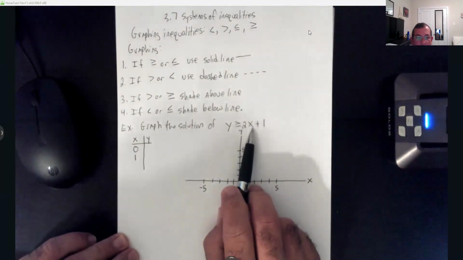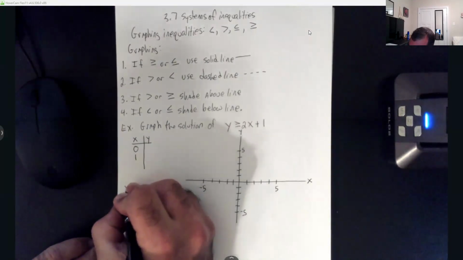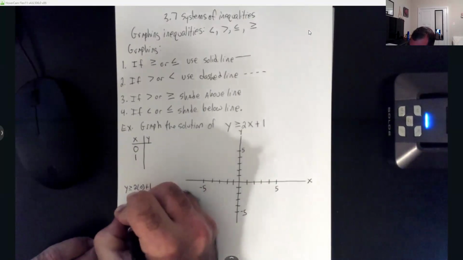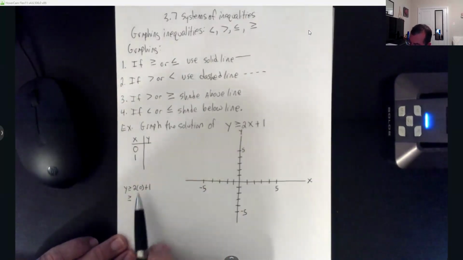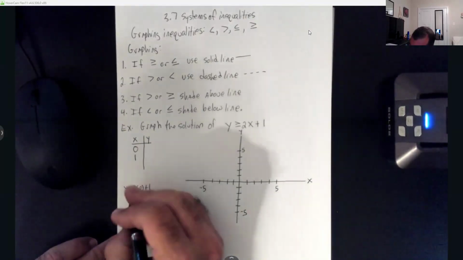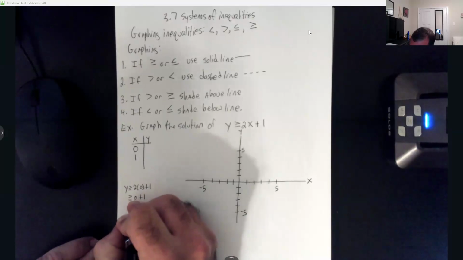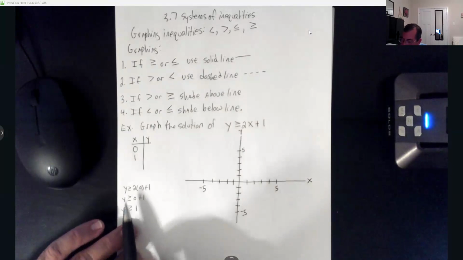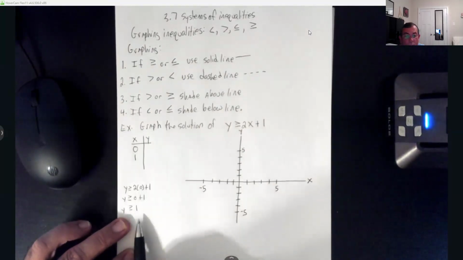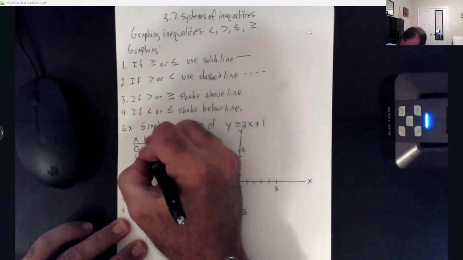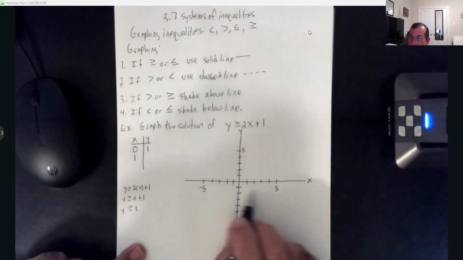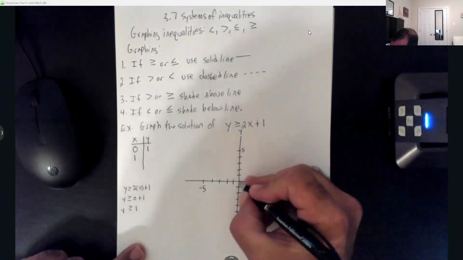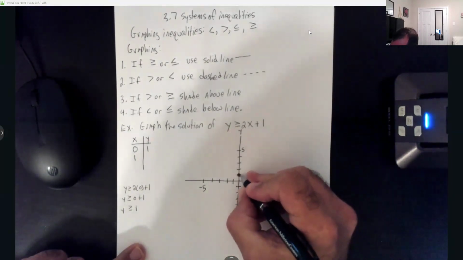So first I'll put a 0 in. Well, 2 times 0 is 0, plus 1. So I get my y. When x is 0, y is 1. So I'm going to plot that point. So let me go here. 0 on the x-axis, up 1 on the y.